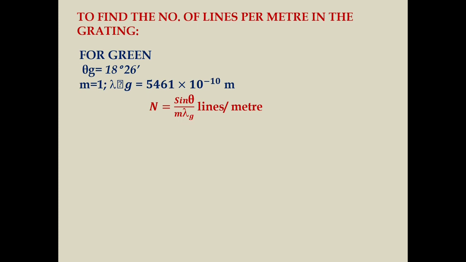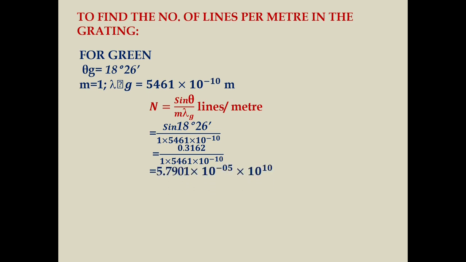To find the number of lines or number of rulings per meter in the grating, the formula is capital N is equal to sin theta by m lambda g lines per meter. So sin of 18 degree 26 minutes divided by m is 1 into 5461 into 10 power minus 10 meter. The sine of 18 degree 26 minutes is 0.3162, divided by 1 into 5461 into 10 power minus 10. Dividing the numerator and the denominator, you will get 5.7901 into 10 power minus 5.